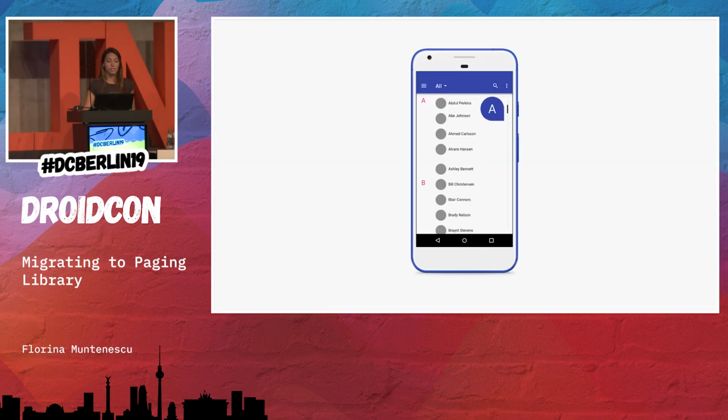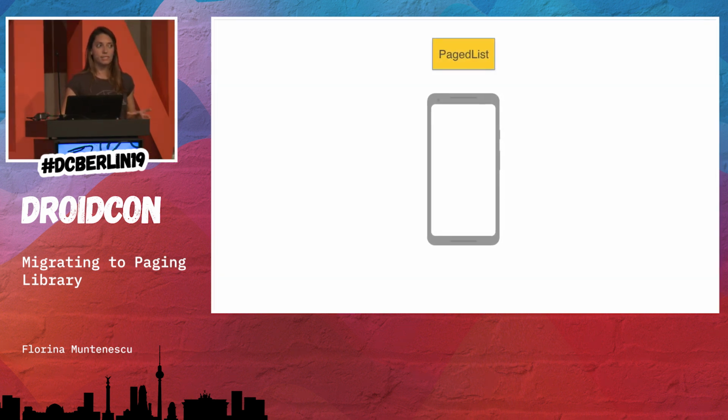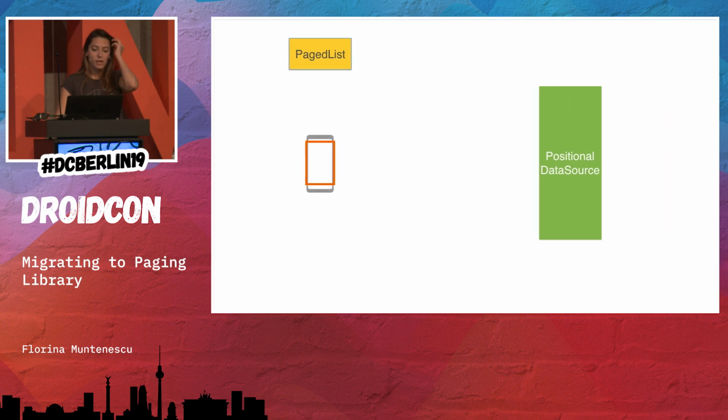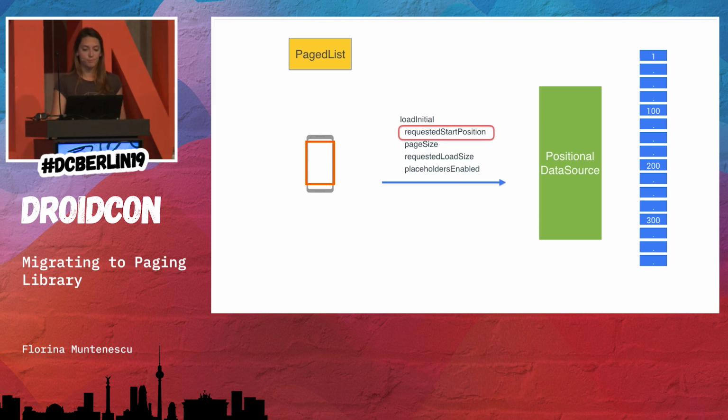Start with the positional data source. This is the one where you would need to display something like the contacts list, the one where you can quickly look up the items of a specific letter. This positional data source has only the user as a parameter. And let's see what's actually happening there. So we have a page list inside our recycler view, and we have a positional data source with items.